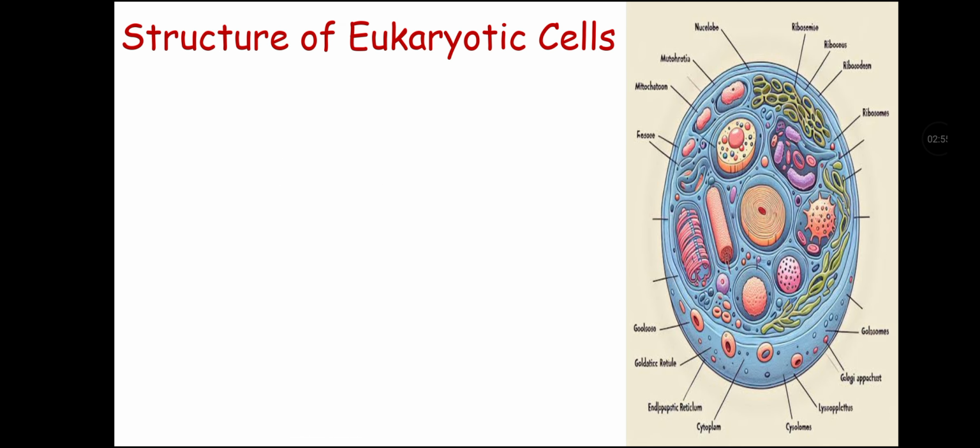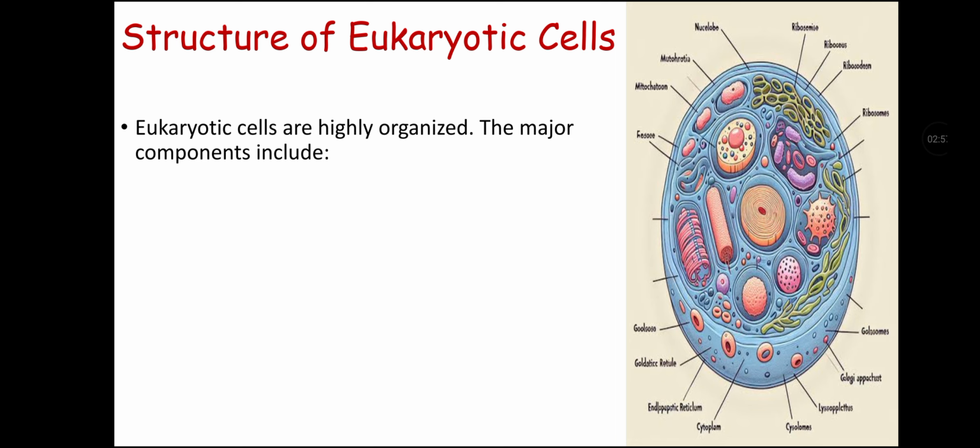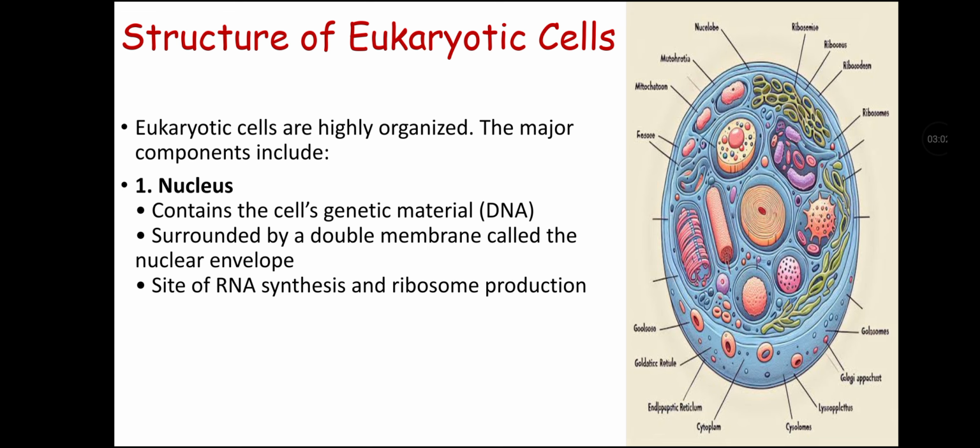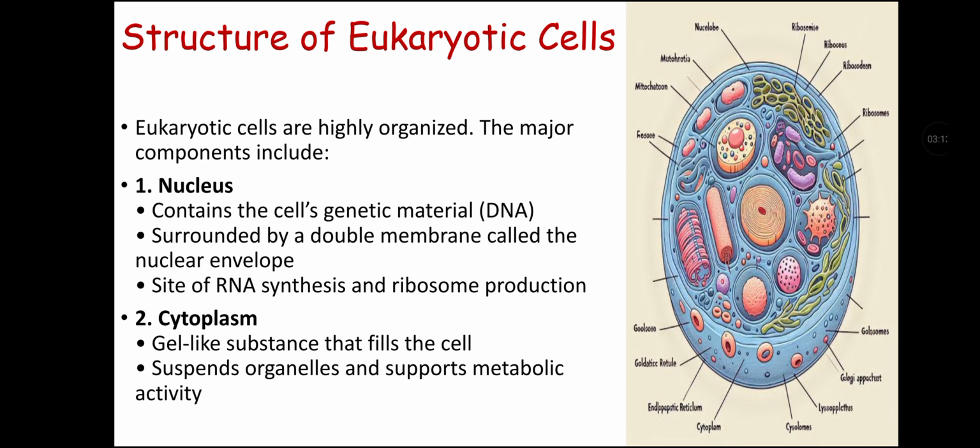Now let's talk about structure of eukaryotic cells. Eukaryotic cells are highly organized. The major components of eukaryotic cells include the nucleus that contains the cell's genetic material, that is DNA mostly. So it is surrounded by a double membrane called the nuclear envelope. It is the site of RNA synthesis and ribosome production.